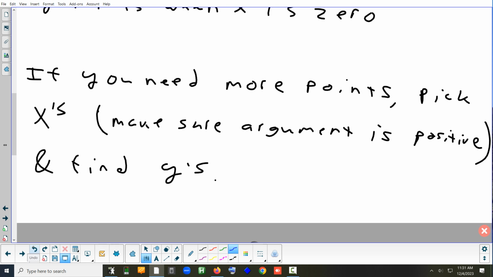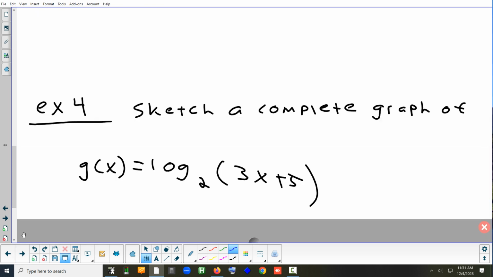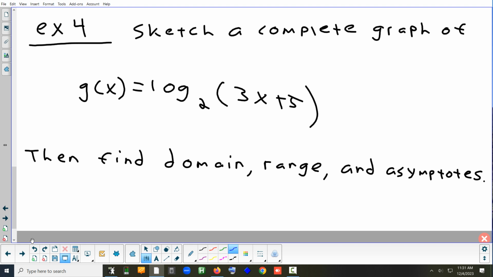All right. So let's try a sketch. We're going to sketch log base 2 of 3x plus 5. What's the first thing that I recommend you find when you're making this sketch? Vertical asymptote? Yep, let's find the vertical asymptote. It's kind of guiding you through it. It's telling you to find the asymptote. Well, you have to do that anyway to make a sketch.